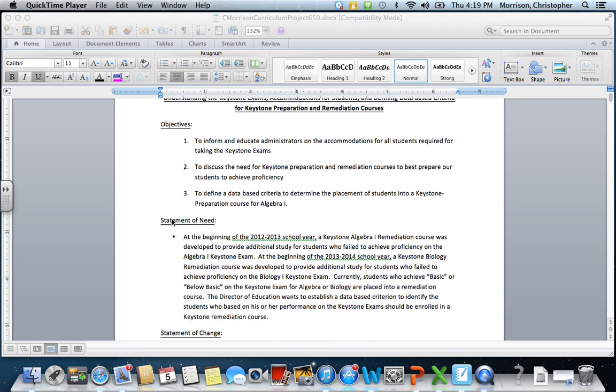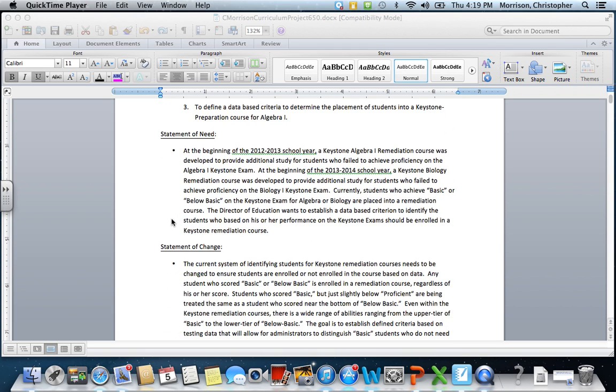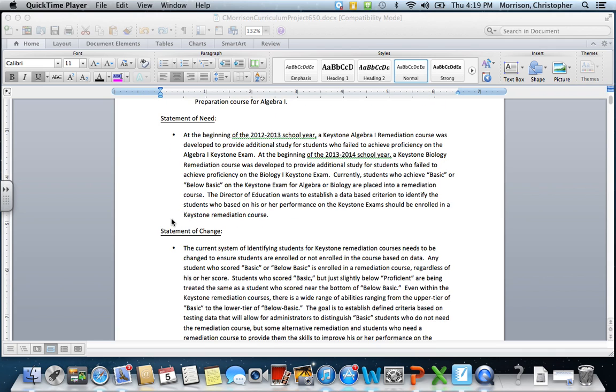Now, to begin, I began the project by having a statement of need and a statement of change. As I explained, the focus of the project is to have a system developed where criteria can be used to select students for remediation. So later in the presentation, I will explain the process I used to determine the criteria for the selection system.